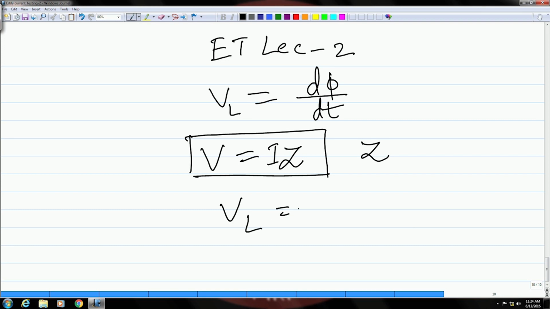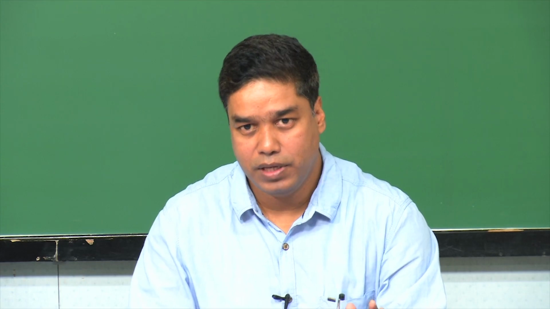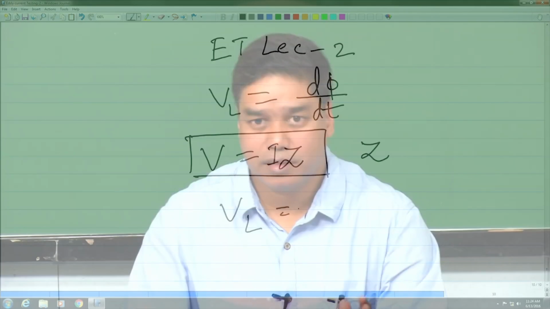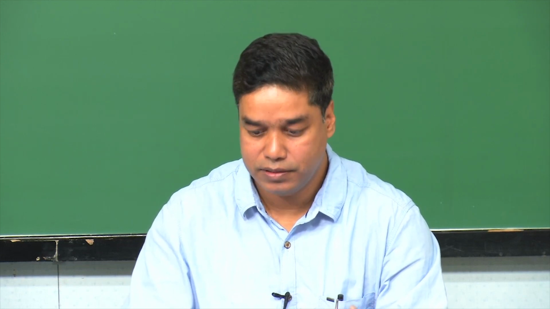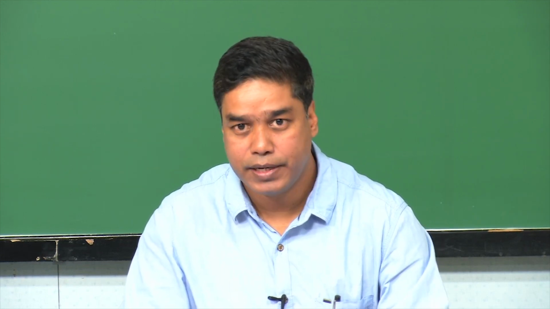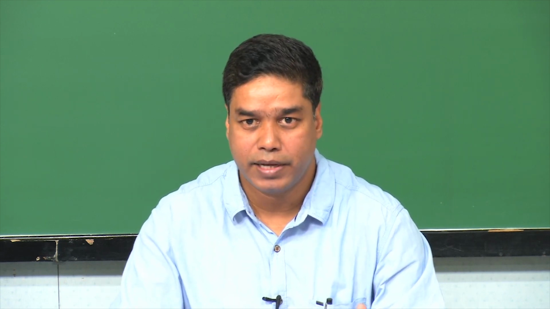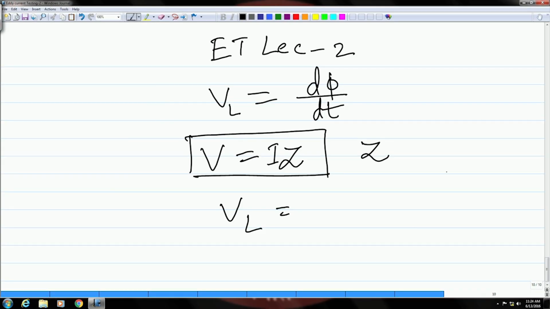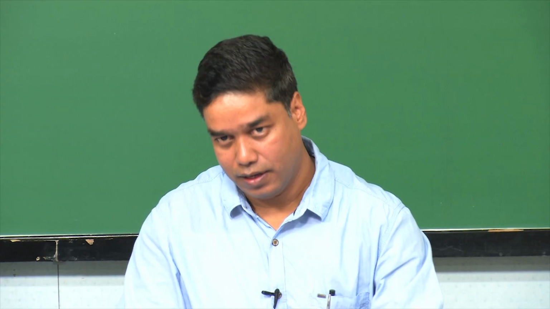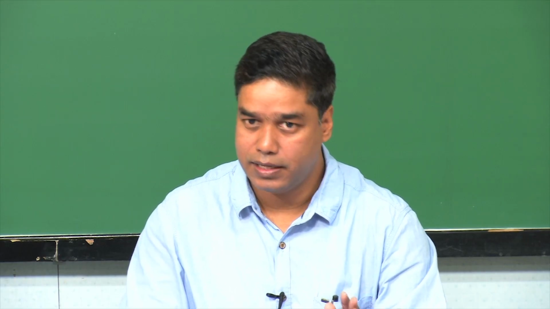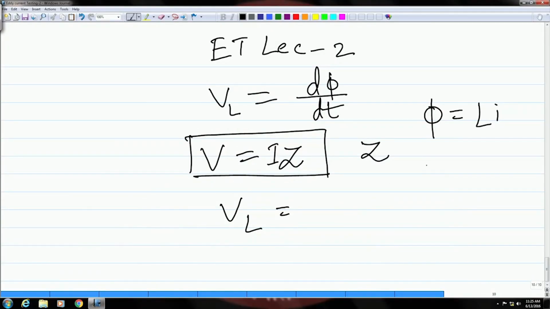Okay. Now, let us take VL in terms of current, because current is a parameter which can be easily measured. On the other hand, magnetic flux cannot be easily measured like the current. So, it will be convenient to convert the magnetic flux in terms of the current. If you want to do that, then you have to use this relationship: phi is given by L times I, where L is the inductance and I is the current.